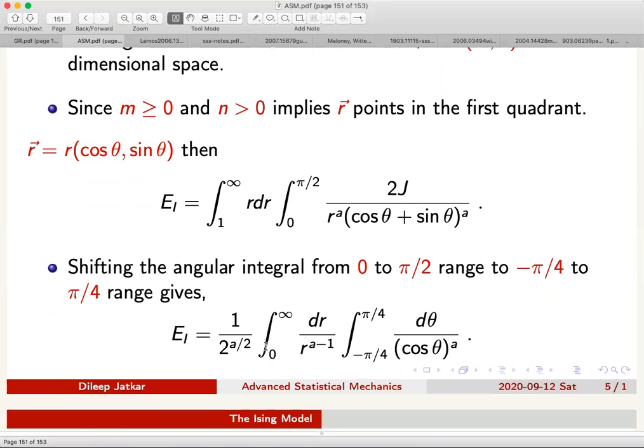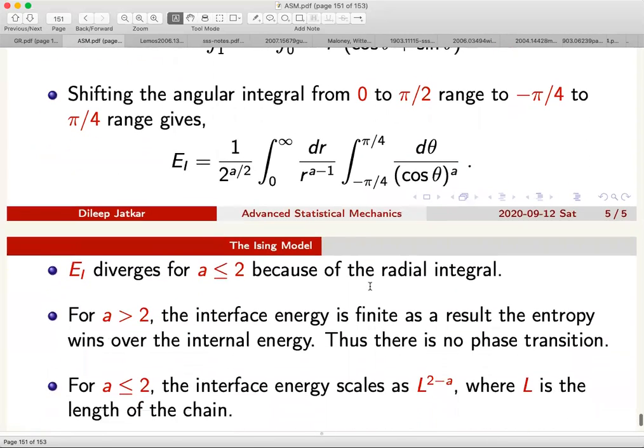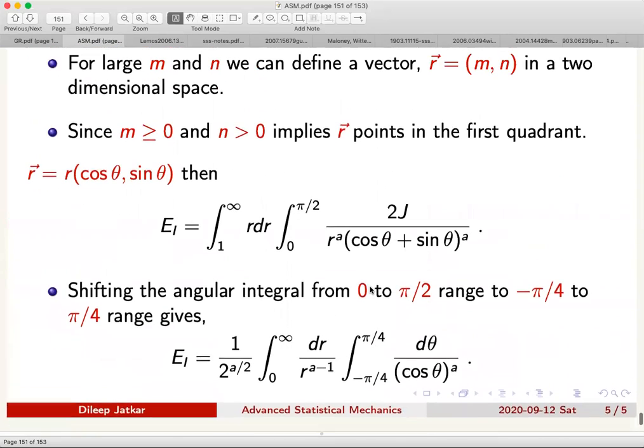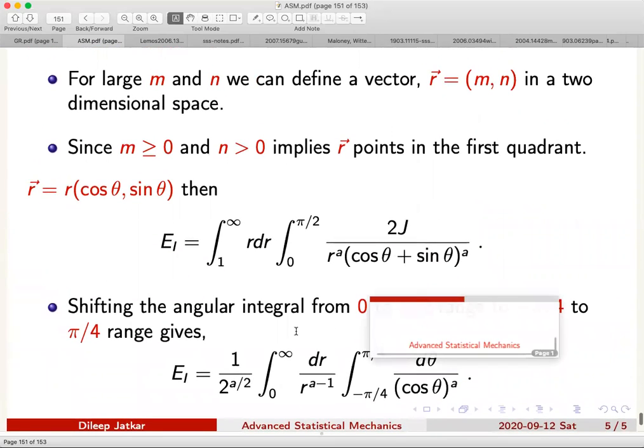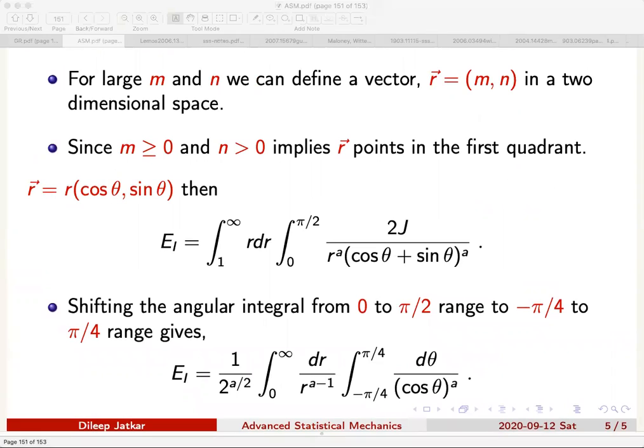Once you do that, this integral is doable in principle. But that's not very important for us. What is important for us is the radial integral. And the radial integral has a power because of r dr and r to the a. It is dr upon r to the a minus 1. Are you with me with this? Yeah. Okay.